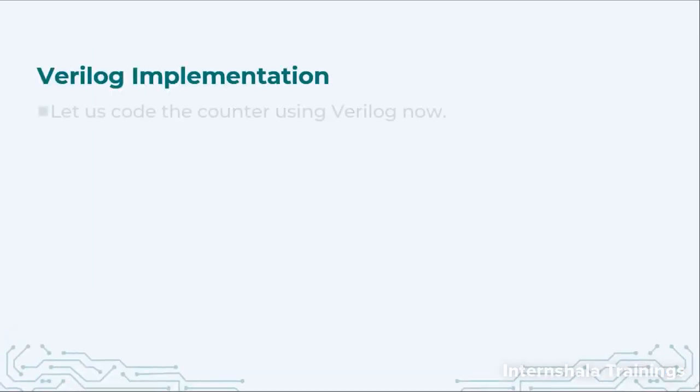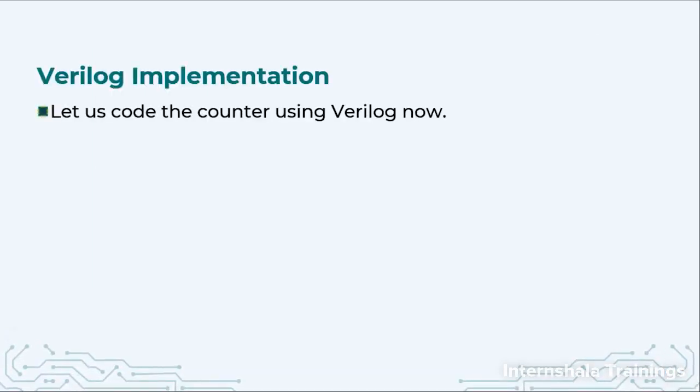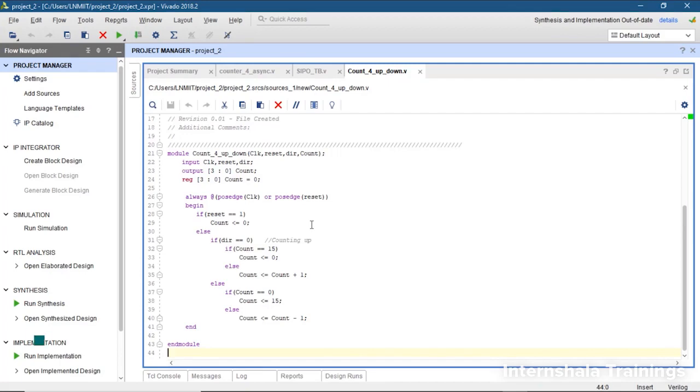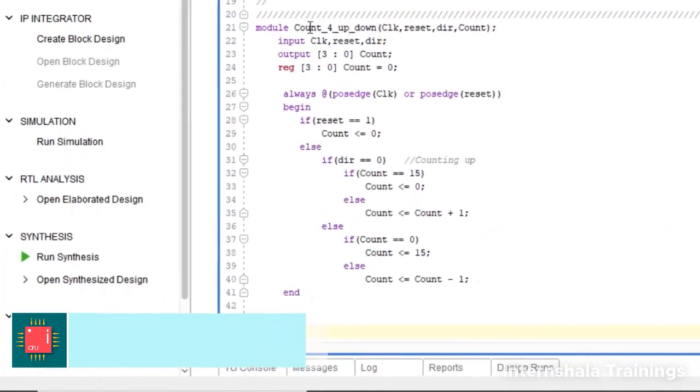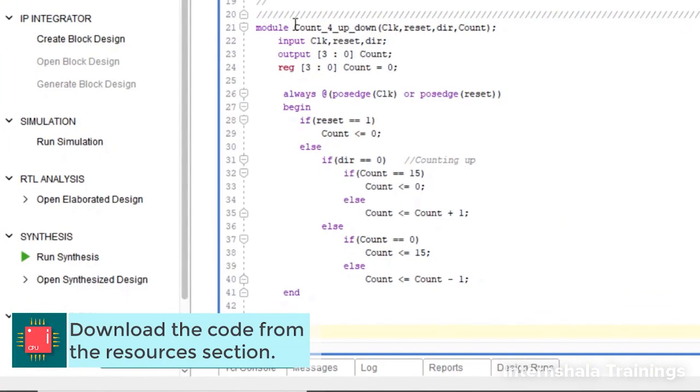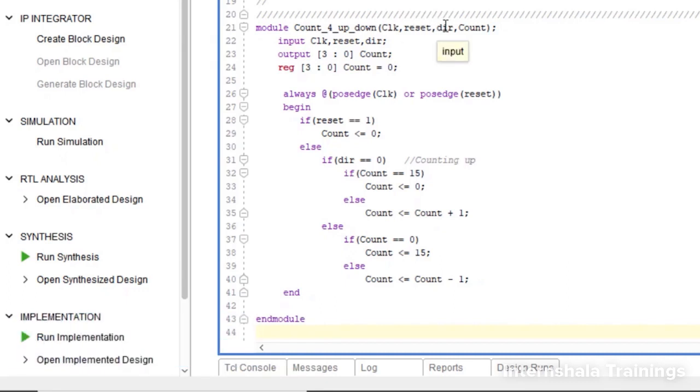So now we have a good idea about the working principle of these counters. Let us code them in Verilog. So we have a very simple code. I have a module whose name is count four bit up down. Inputs are clock, reset, direction, and count is the output. So accordingly we have defined them: inputs are these three, output is only one, and output is a register.